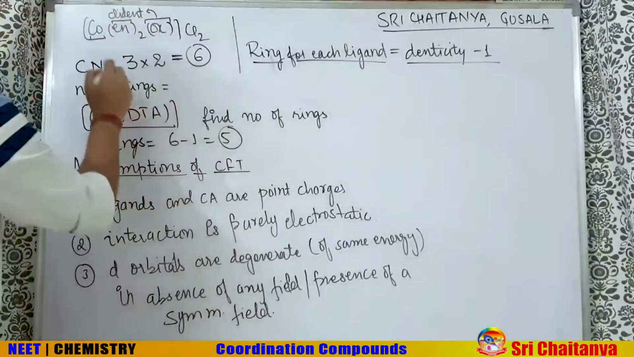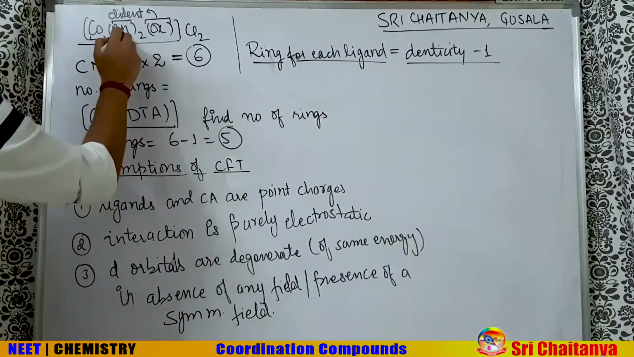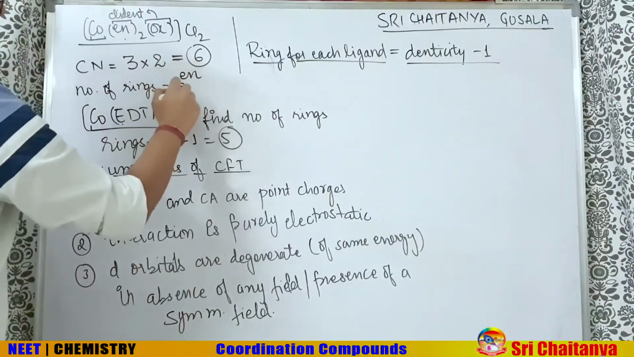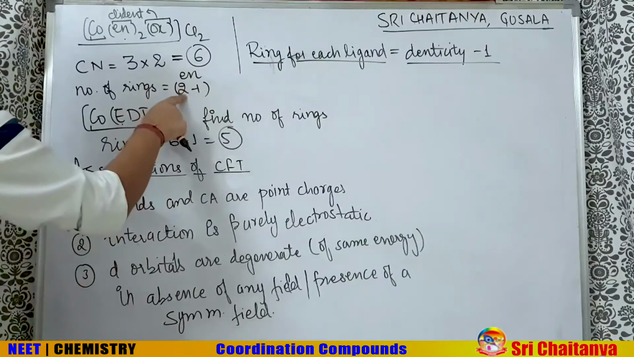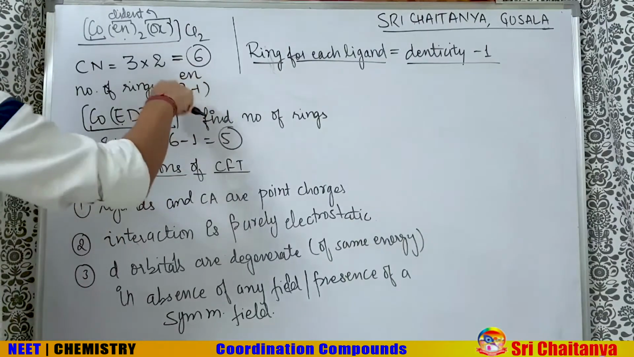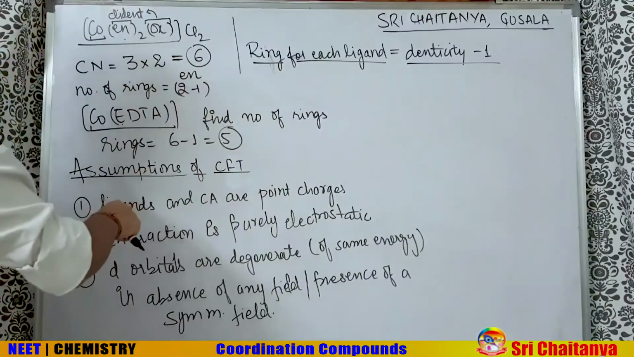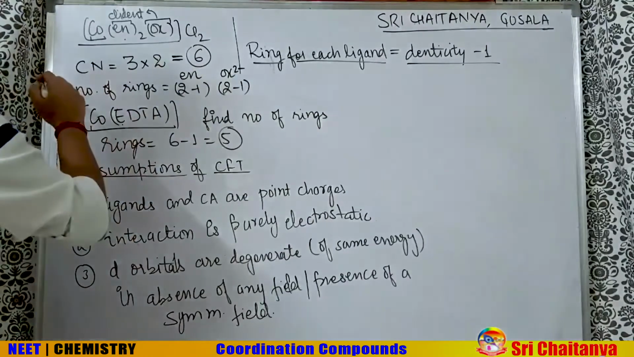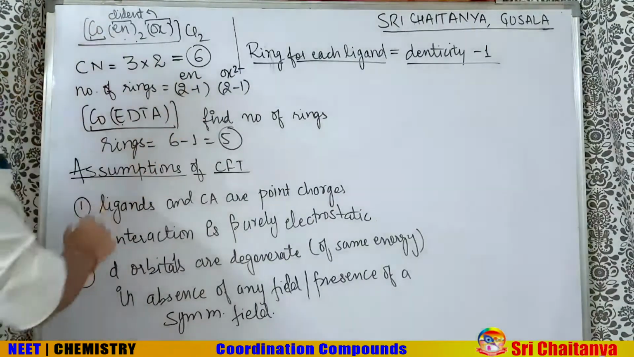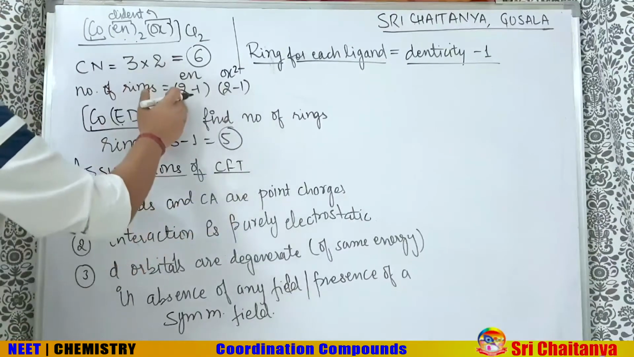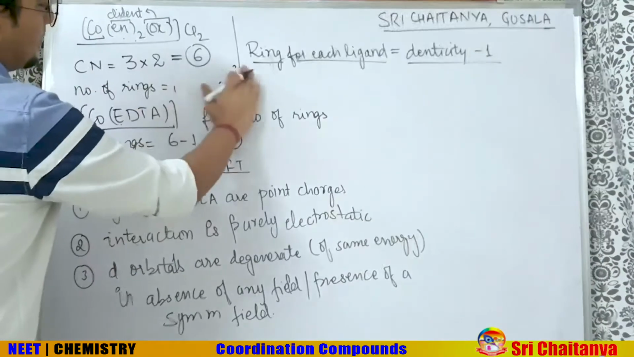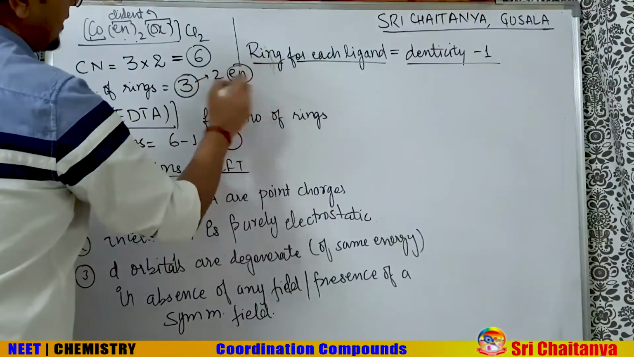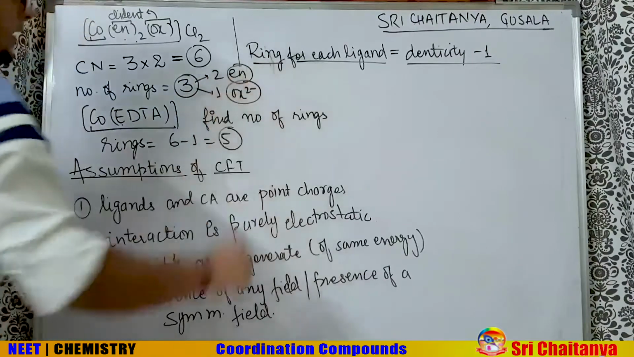Similarly, here also, number of rings I have to find for this complex. So I have 2 ligands which are didentate. Ethylene diamine will be making 2 minus 1 ring because its denticity is 2. Denticity minus 1 is the ring number for ethylene diamine, and for oxalato also 2 minus 1. So how many ethylene diamine are there? 2 ethylene diamine are there. Each one is making 1 ring, 2 minus 1. So total number of rings will be 3. How 3? 2 are given by ethylene diamine and 1 is given by oxalato here.